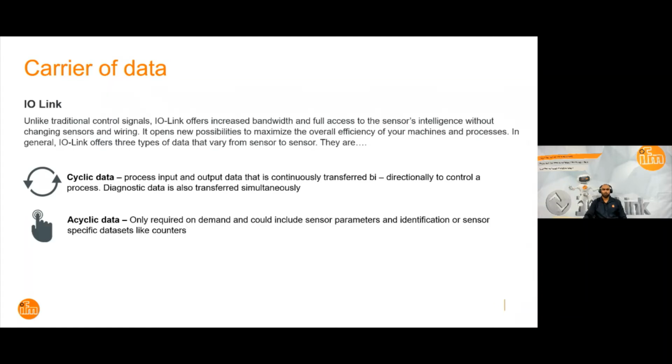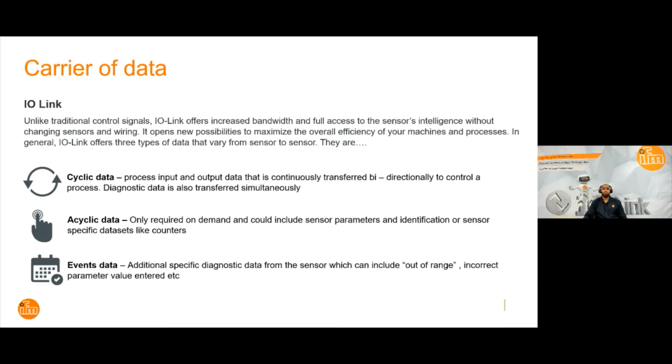Then we have acyclic data. This is data that's only required on demand. And this can include things like the sensor parameters and identification of the sensor, like the vendor number or serial number of the sensor, and specific data sets like counters. IO-Link can also send events data. So additional specific diagnostic data from the sensor can include things like when the sensor goes out of range or there's an incorrect parameter value that has been set.